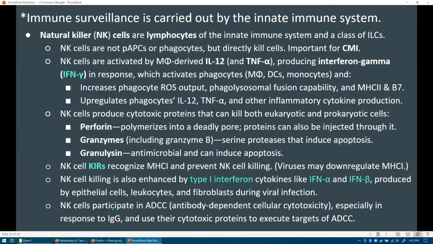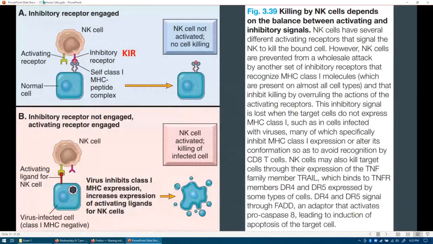And natural killer cells are one of the most important classes to participate in this wonderful activity called antibody-dependent cellular cytotoxicity, which is abbreviated ADCC. Basically, this is where an antibody binds to a cell, and that cell is then killed by something that recognizes the antibody being there. Okay? Natural killer cells usually respond to antibodies of the class IgG, and they're going to secrete these perforin, granzymes, and granulysin in order to execute the targets of ADCC. Okay, and I have a figure on that coming up.